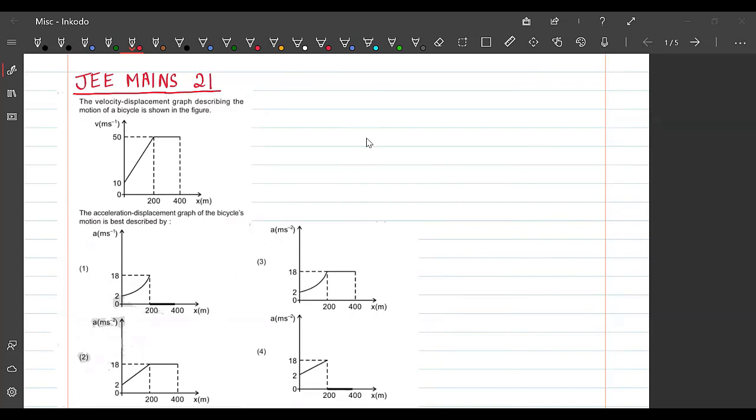versus X. So we have three basic relations which are valid for all types of motion, and that is velocity is dx by dt, acceleration is dv by dt, and one more relation is acceleration is v dv by dx. Since here the relation is between v and x, this relation will be helpful. So, the v versus x graph.